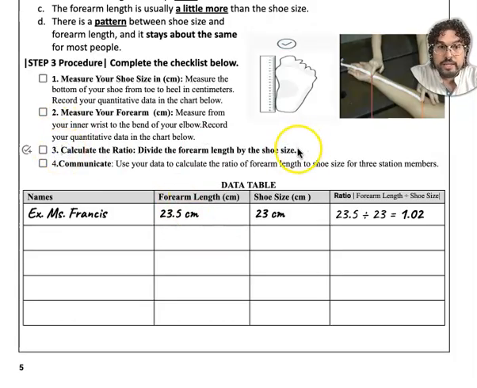And third, calculating the ratio. You're going to take your forearm length and divide it by your shoe size. So in the example we have here for Miss Francis, you see the forearm length was 23.5 centimeters, shoe size was 23 centimeters, and so that ratio, 23.5 divided by 23, is about 1.02.